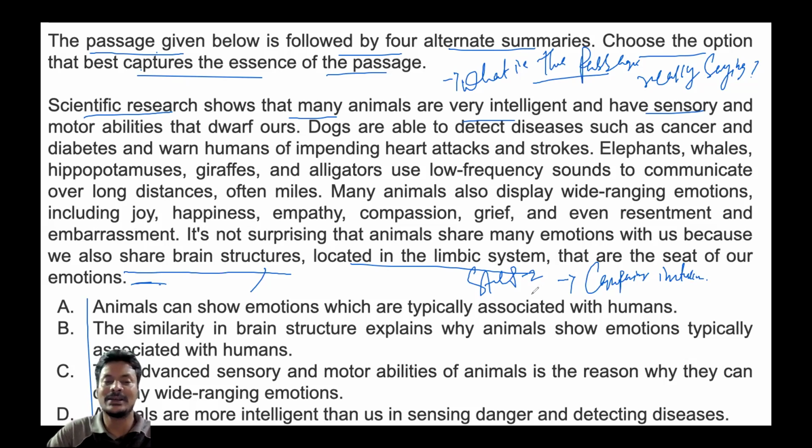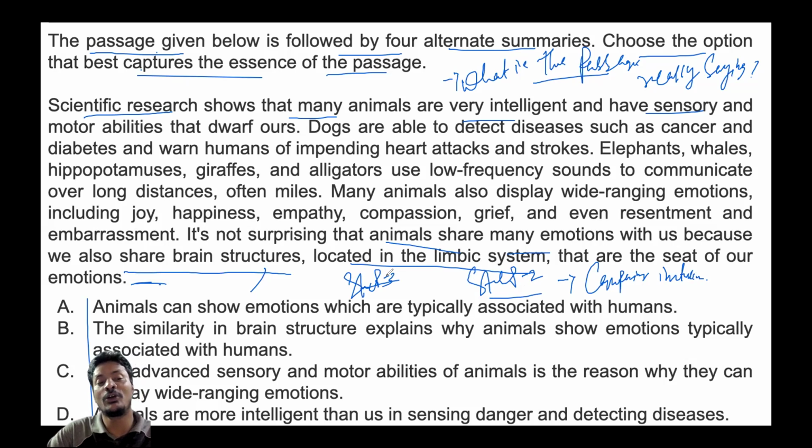So the correct summary must include that animals show complex emotion. Then second is why? Because they share similar brain structure with us. So that could be step two, right? That could be the author's purpose. Then step three is eliminating wrong options.